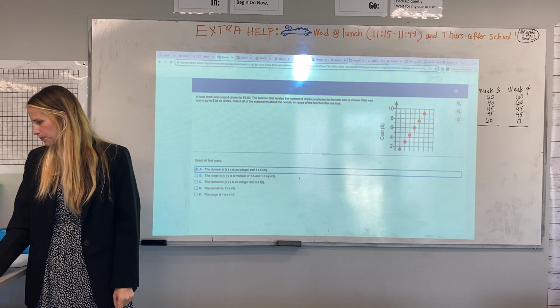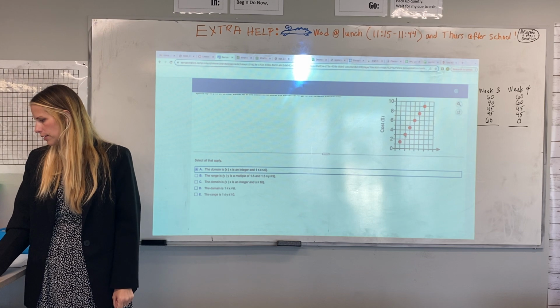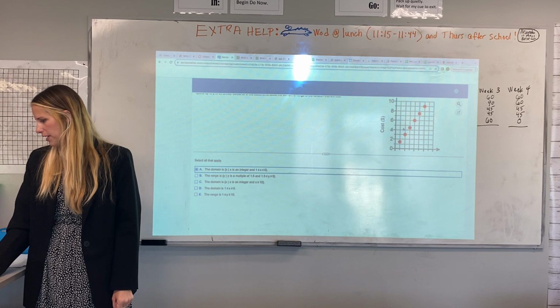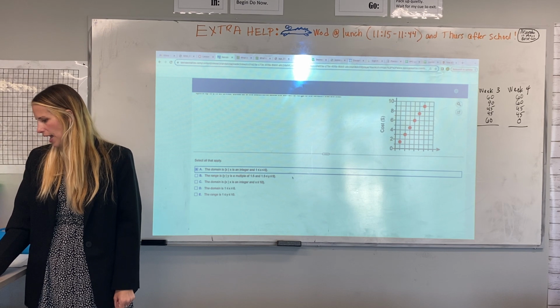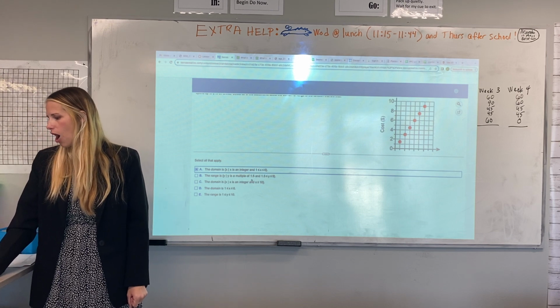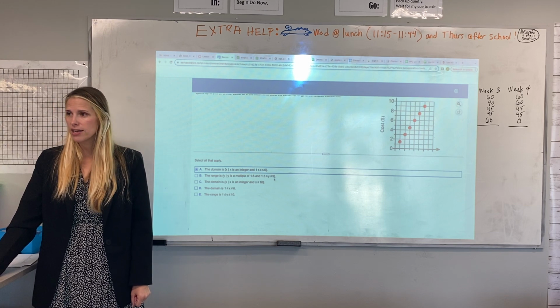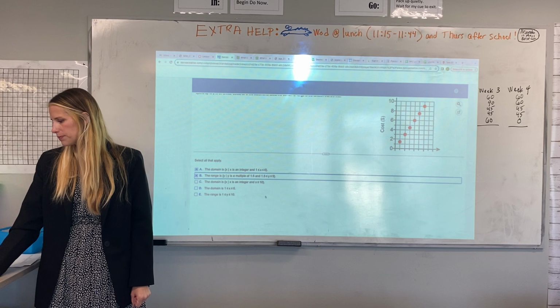Now let's look at the range. The range here is 1.5, 3, 4.5, 6, 7.5, and 9. So how do we write that? The range is y is a multiple of 1.5 and it goes all the way to 9. Does that sound right? Okay, here we go.